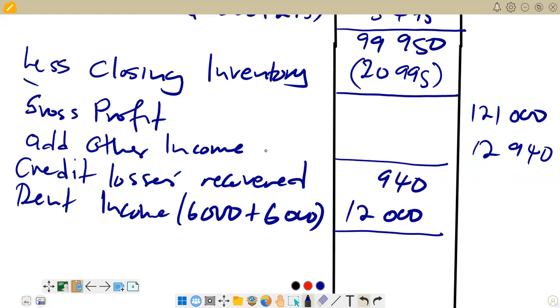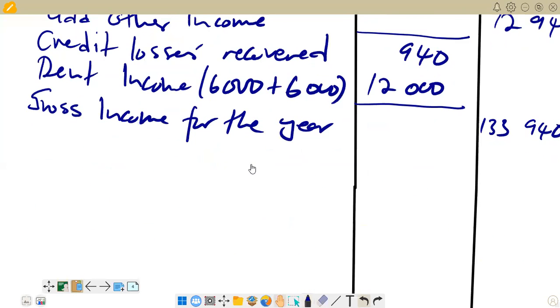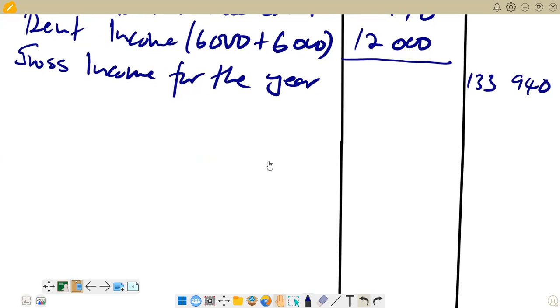Right. Now we add our gross profit 121,000. We add our other income 12,940. Then the total that you're supposed to get here is 133,940. And remember the description. Now that we are adding other income, this is the gross income for the year. This is the description that we are putting here, gross income for the year. With this we can now move down to see what we can adjust next.